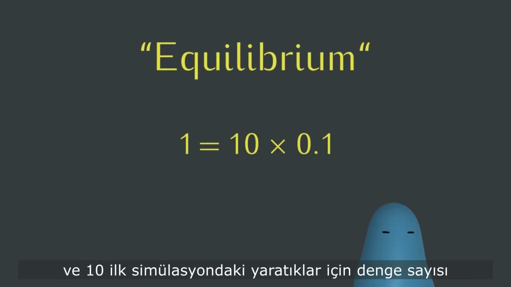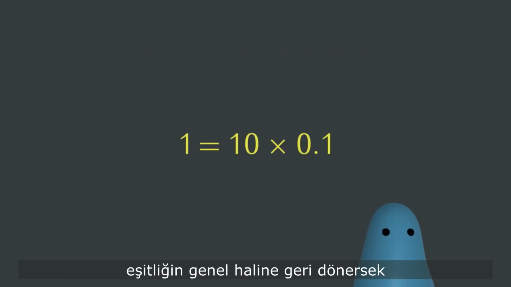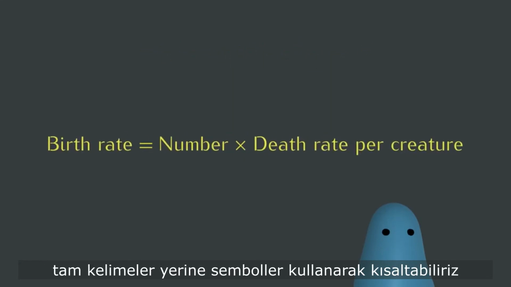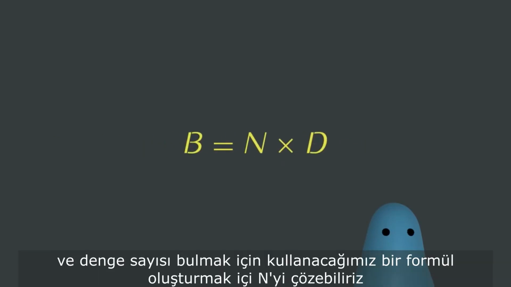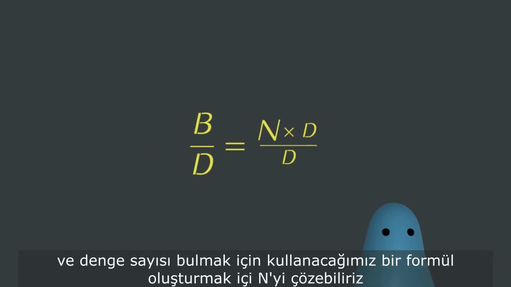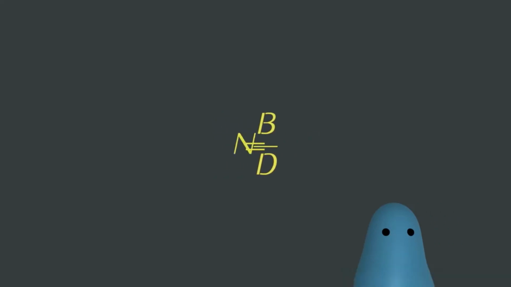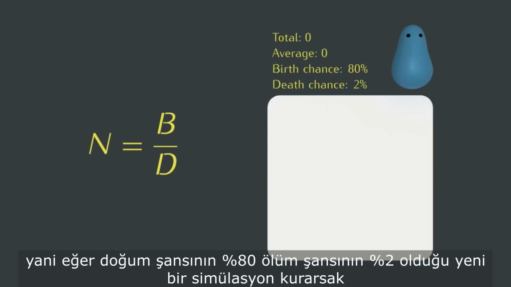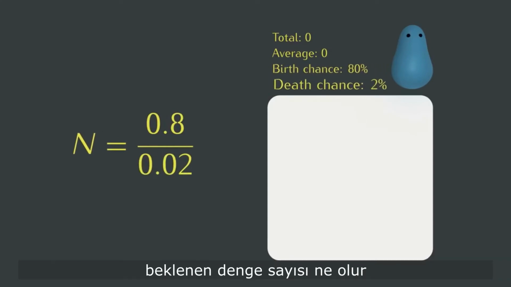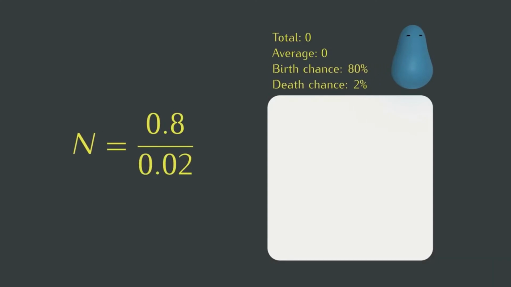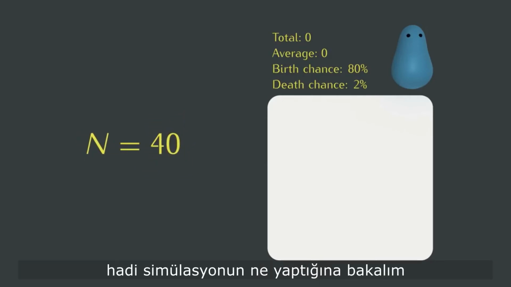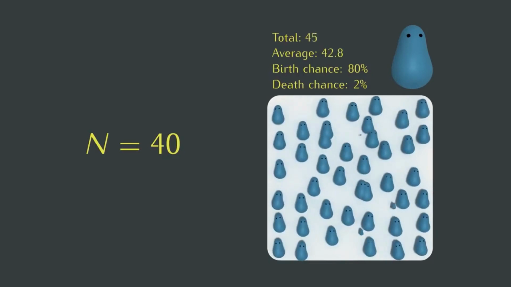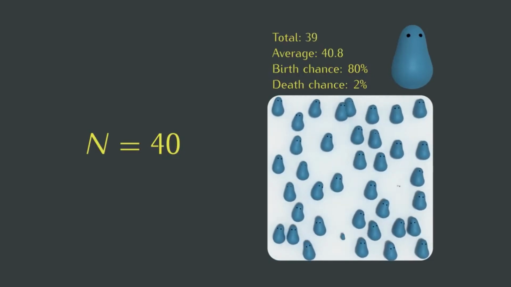The fancy word for a balancing situation like this is equilibrium, and 10 is the equilibrium number of creatures for the first simulation. Going back to the more general version of the equation, we can shorten it up by using letter symbols instead of the full words, and we can solve for n to get a formula we can use to predict the equilibrium number. So now if we set up a new simulation with a birth chance of 80% and a death chance of 2%, what equilibrium number should we expect? Well, the formula tells us it should be 40, so let's see what the simulation does. Looks about right.